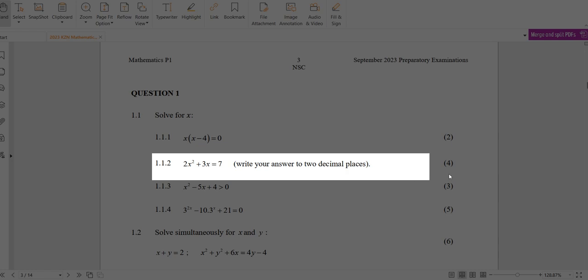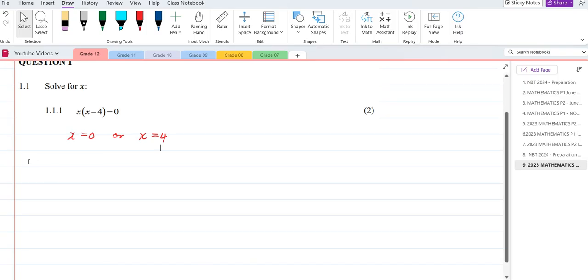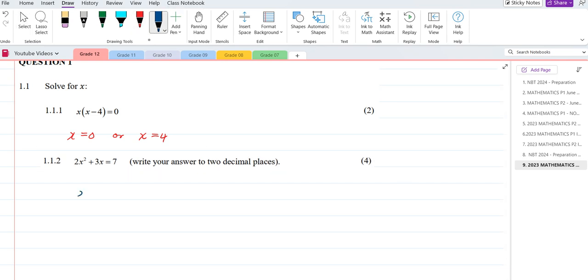Now remember, they said you must write your answers to 2 decimal places, which basically means that you need to use the quadratic formula. Before you use the quadratic formula, make sure your equation is in standard form. I hope you understood question 1. So x is equal to 0 or x is equal to 4. Remember, you're going to say x minus 4 is equal to 0, so take the 4 over, or just take the opposite sign.